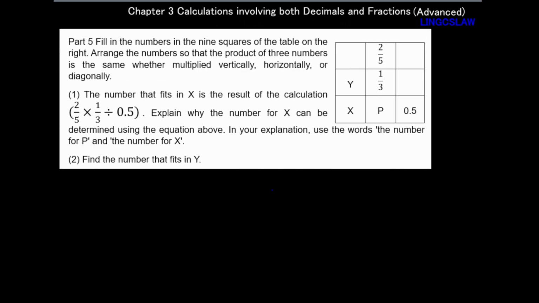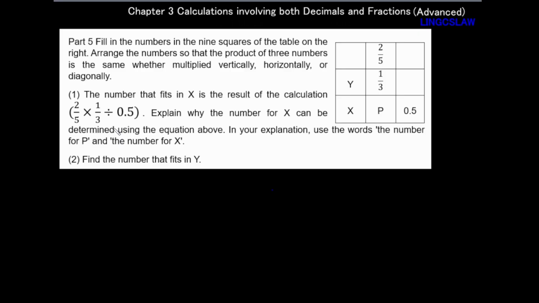Let's go on to part 5. Okay, part 5. Fill in the numbers in the 9 squares of the table on the right. Arrange the numbers so that the product of 3 numbers is the same, whether multiplied vertically, horizontally, or diagonally. Number 1. The number that fits in X is the result of the calculation 2 over 5 times 1/3 divided by 0.5. Explain why the number for X can be determined using the equation above. And in your explanation, use the words the number for P and the number for X.